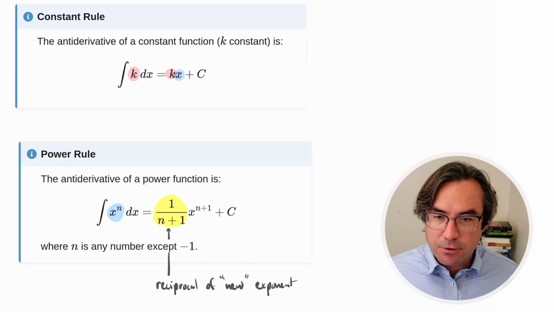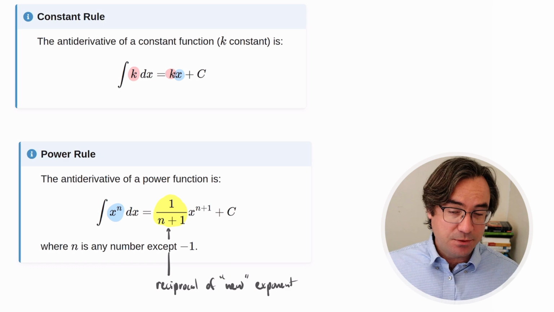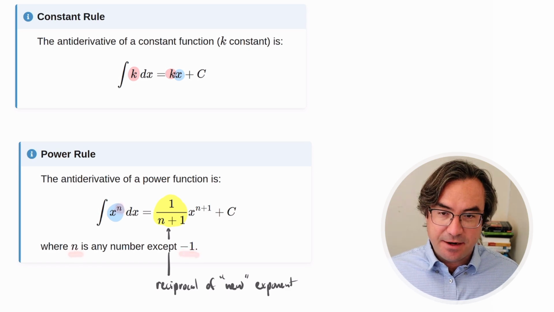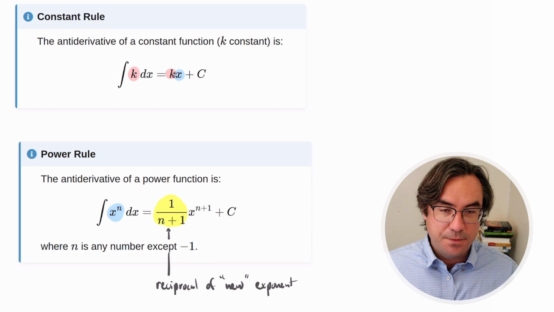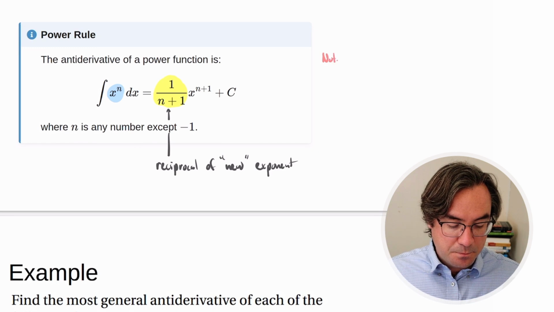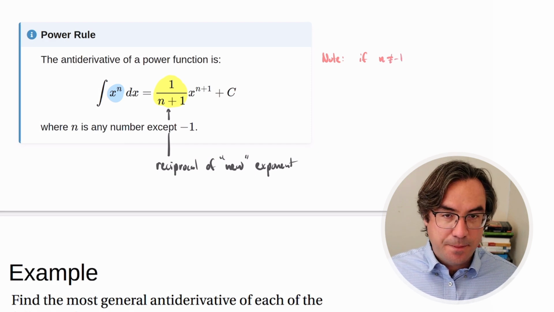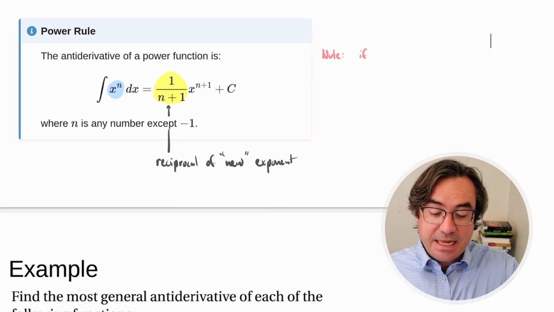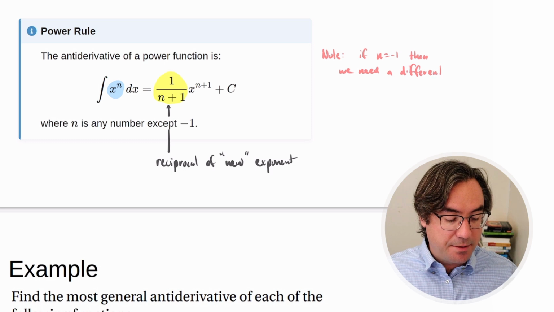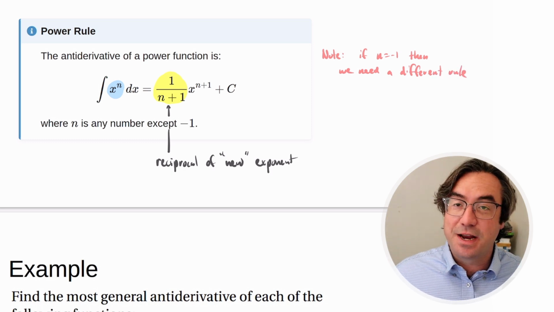Now, the one thing with this power rule is it doesn't always work. So there's one exception, and that is if this exponent n is -1. So it's worth remarking here, if n equals -1, then we need a different rule. And we'll see what this is a little bit later on. Hint, it's going to involve natural log.